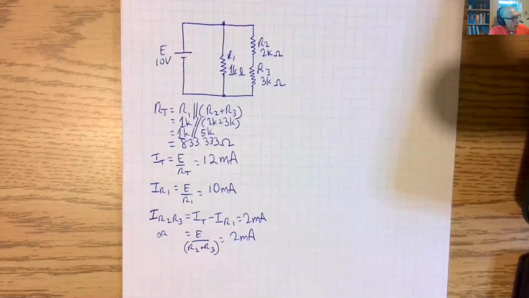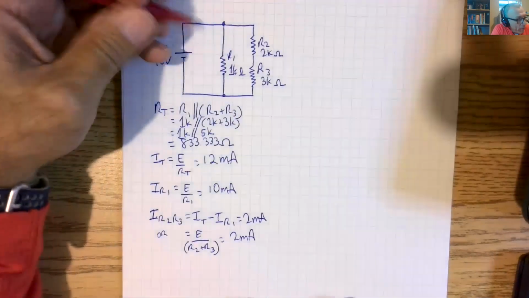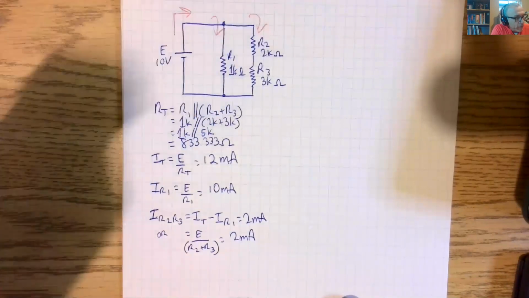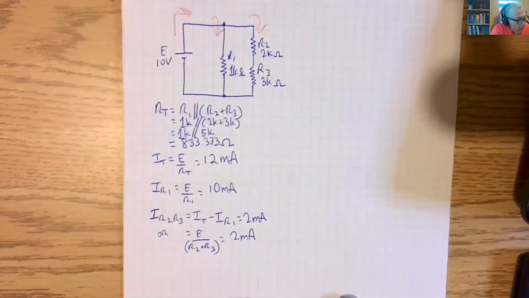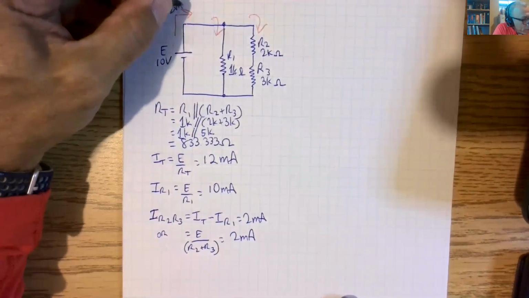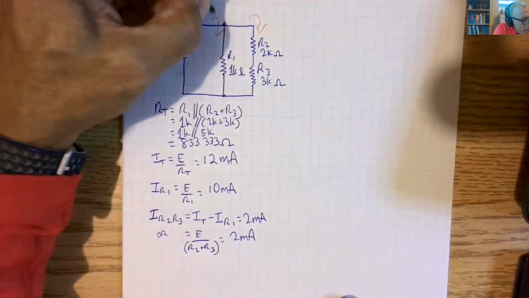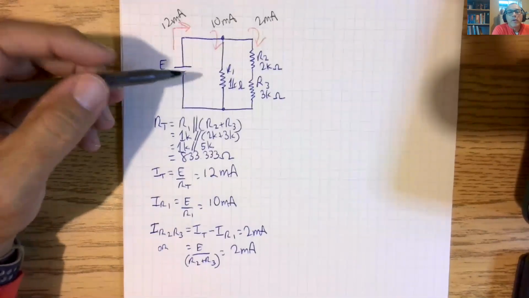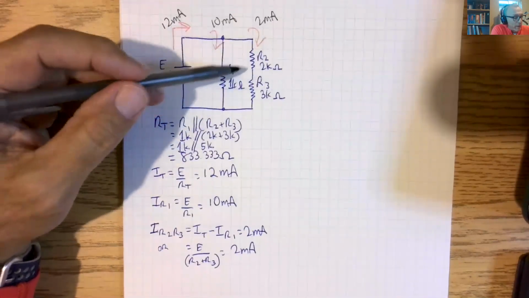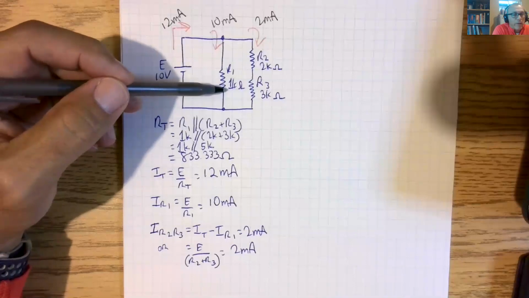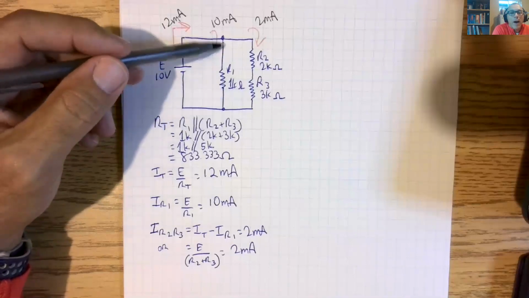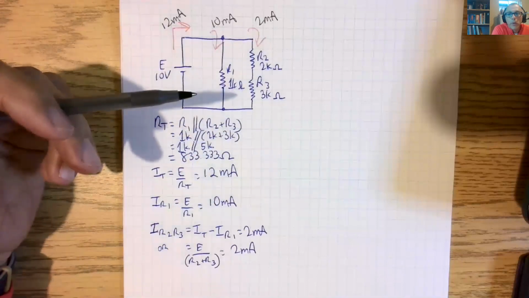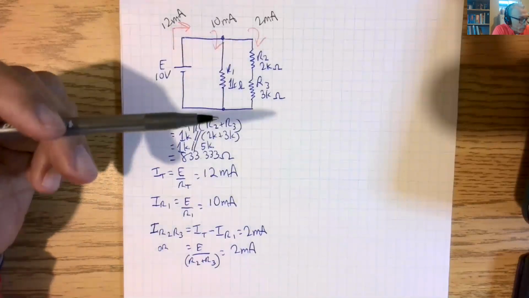Now, let's draw what we have here. We have current, which is 12 milliamps, 10 milliamps, and 2 milliamps. Now, according to the current divider rule, does this make sense? Well, 5K is 5 times greater than 1K, and IR1 is 5 times greater than IR2, R3. So the current divider rule does apply there. It does work. It always works.